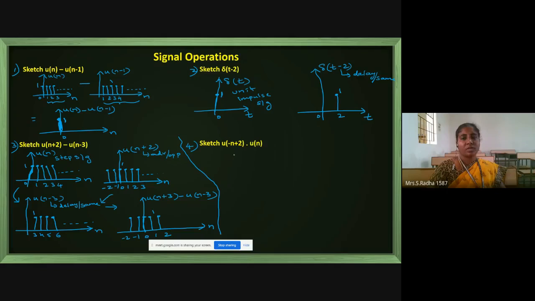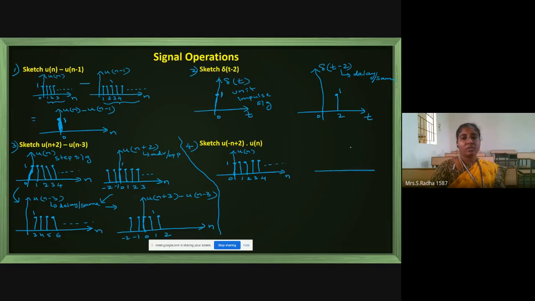U of minus n plus 2. First I will try to draw u of n, the step signal. This is a standard signal. Height is 1 for all the positive side, and this is 0, 1, 2, 3, 4. This is u of n, and the x-axis is n.